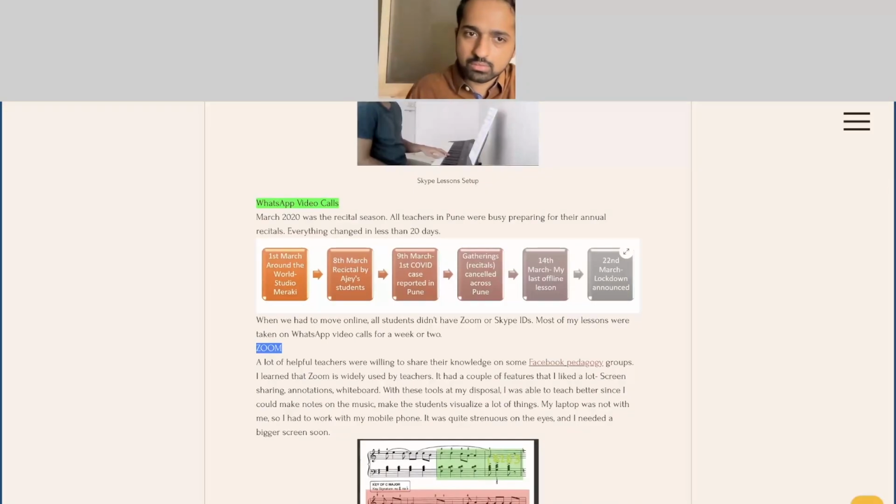Then, this is a diagram which talks about the evolution of the timeline. This is not important, but basically, the studio recital happened, then my recital happened, then the first COVID case in Pune, then gatherings were banned across Pune, and then 14th March was my last offline lesson, and on 22nd March lockdown was announced. So after that, everything shut down.